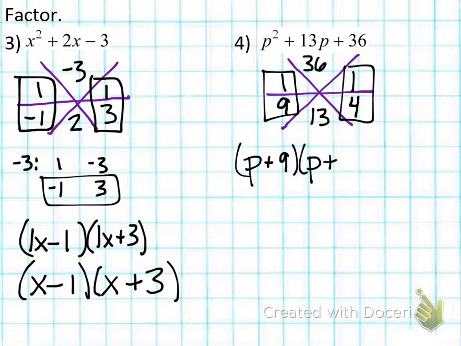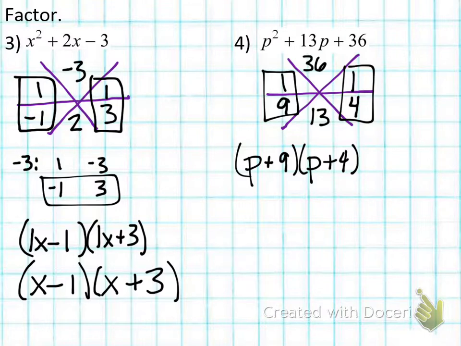It's important to note that I'm using p here as my variable because that's the variable that's in the trinomial. I want to make sure that those go together because, remember, this is the opposite of our rectangle multiplication. If I were to multiply these two together, I would get p squared plus 13p plus 36. If I had an x, I would get x squared, so I want to be consistent with my variable.